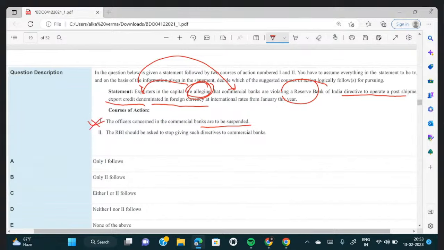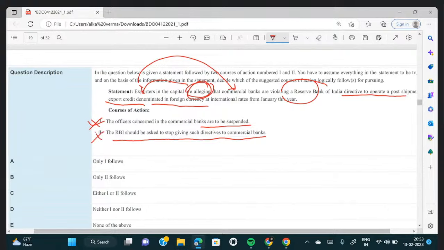Next, the RBI should be asked to stop giving such directives to commercial banks. Now this is again a rubbish action. Means you cannot stop. You cannot tell RBI to stop giving the directions. Obviously, if RBI will not regulate things, then every bank will do whatever they want to do. They will not take care of the citizens.